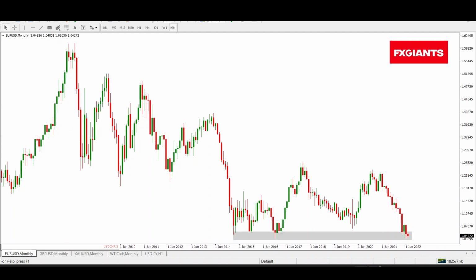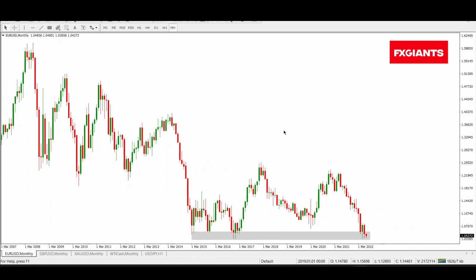Today we're going to be looking at Euro USD, GBP USD, gold, and US oil. So without wasting time, let's jump into our charts. First pair we'll start with is Euro USD and we'll be analyzing from the monthly time frame downwards.